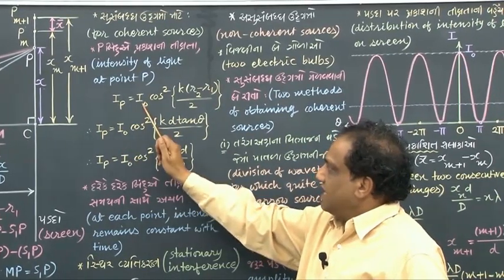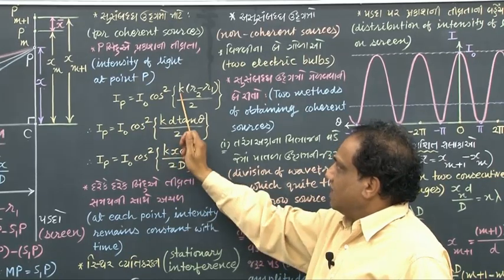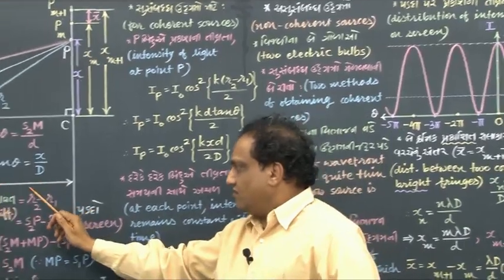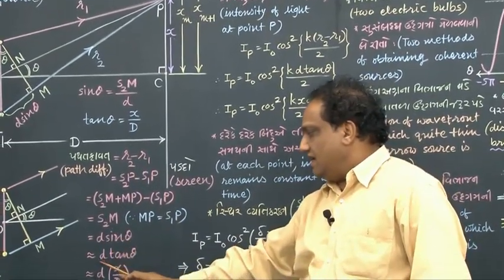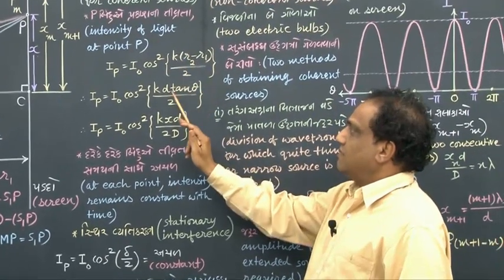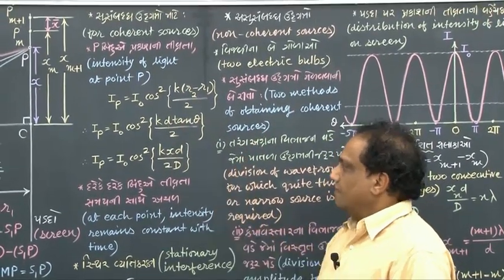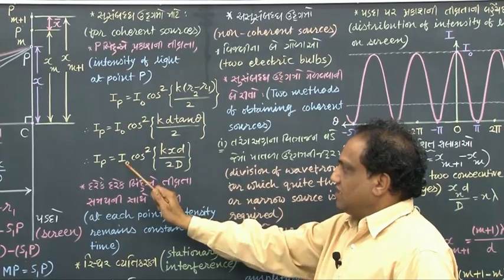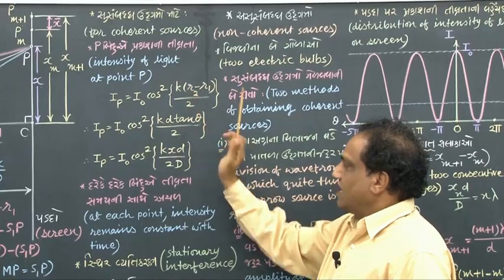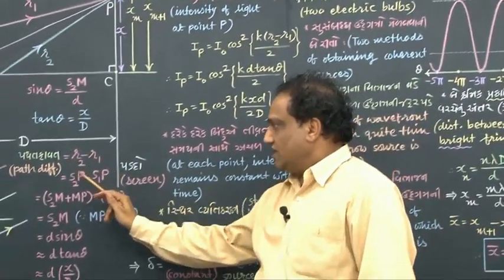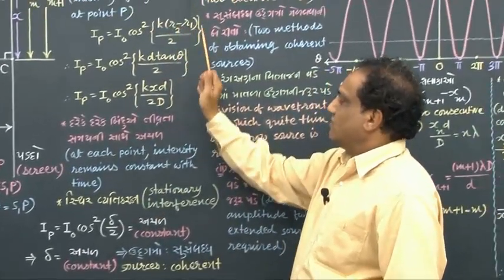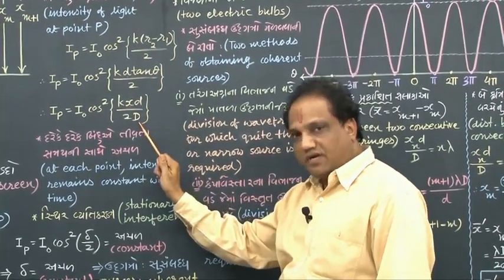Now IP as it is, I0 as it is, cos square as it is, K upon 2 also as it is. Now the R2 minus R1 formula, you may write d tan theta. So this R2 minus R1 I am replacing by d tan theta. Fine. Now I0 as it is, cos square as it is, K upon 2 as it is. Correct? Instead of R2 minus R1, you may write x into small d upon capital D.